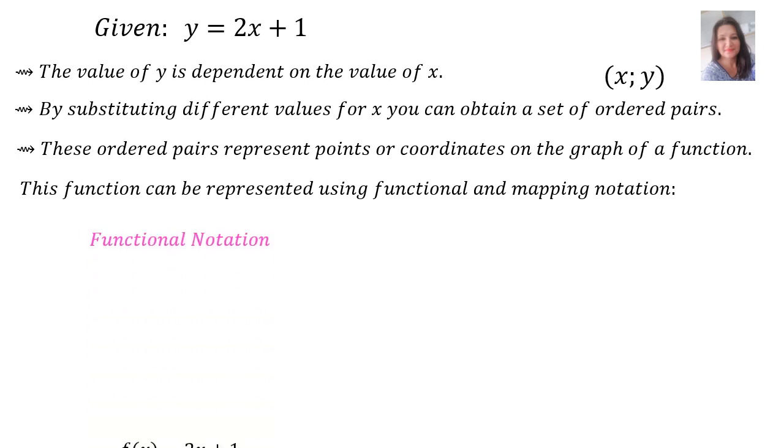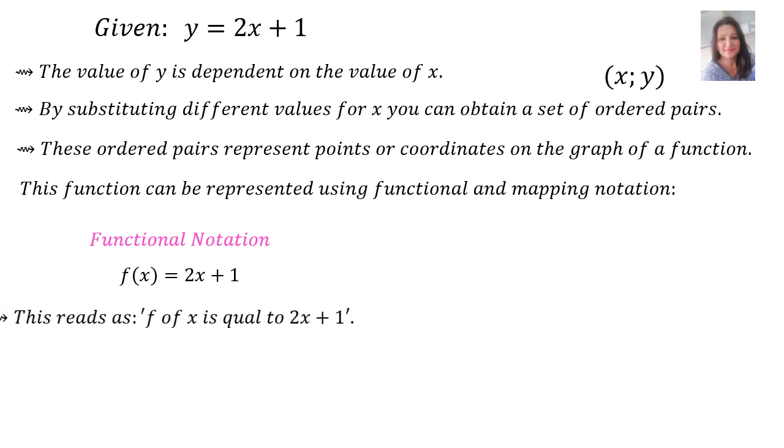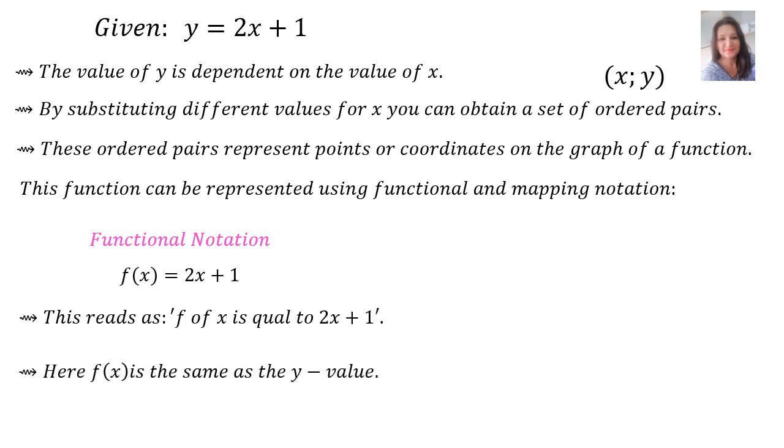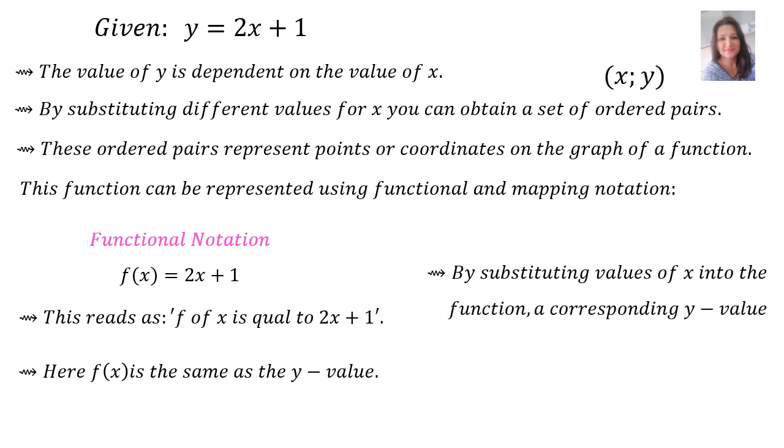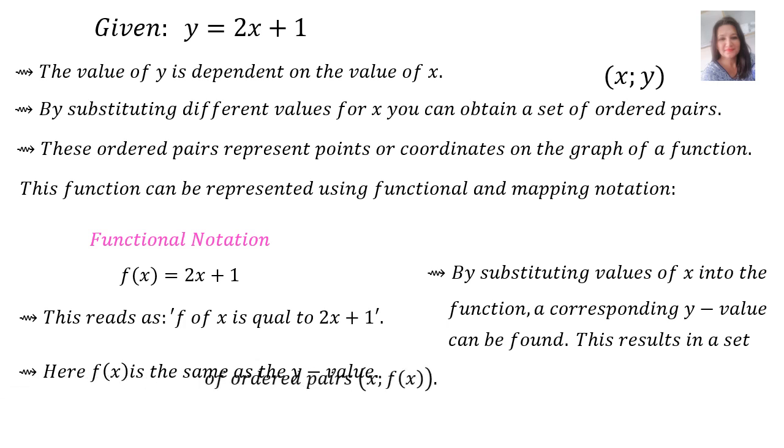Let's investigate functional notation. Now, functional notation is when you write it as f of x is equal to 2x plus 1. Here, f of x is the same as the y value. By substituting values of x into the function, a corresponding y value can be found. This results in a set of ordered pairs, and then you get your x and f of x. Therefore, this is your x coordinate, and f of x is your y coordinate.